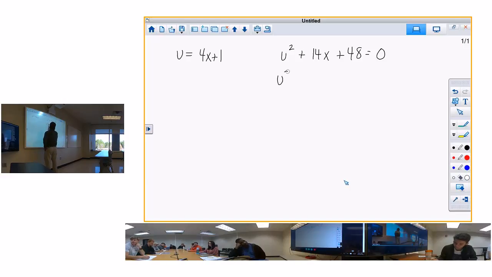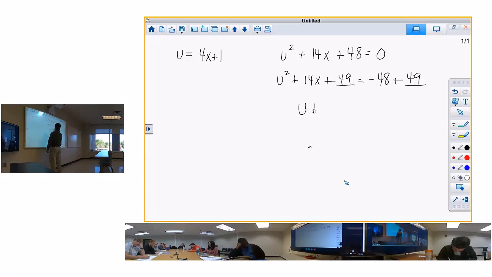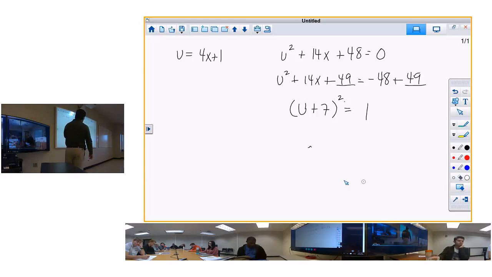u^2 + 14u + blank is equal to -48 + blank. Half of 14 is what? 7 squared is 49. Oh, look at that. So (u + 7)^2 is equal to -48 + what? 49 is 1. So our vertex on this is going to be, you could get your vertex, which is not really because you still got to plug in. So we're not going to worry about our vertex here. So u + 7 is equal to positive or negative 1. Now what do we plug in for u now?